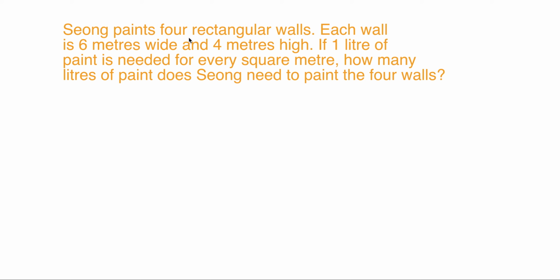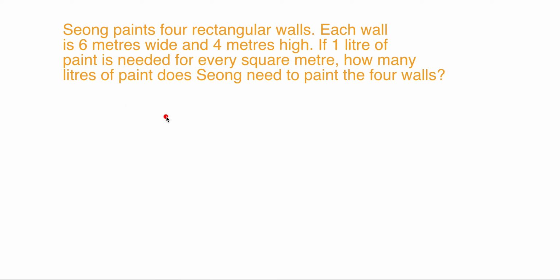Sion paints 4 rectangular walls. Each wall is 6 meters wide and 4 meters high. If 1 liter of paint is needed for every square meter, how many liters of paint does Sion need to paint the 4 walls? Basically, what this question is asking is to find the surface area of the walls. We're not counting front and back, all we are counting is one face.